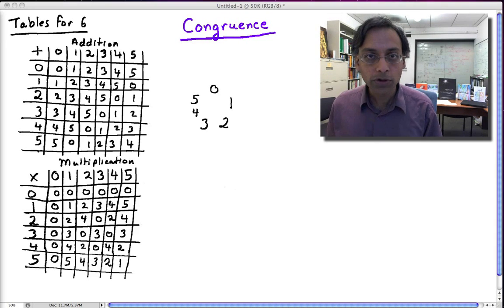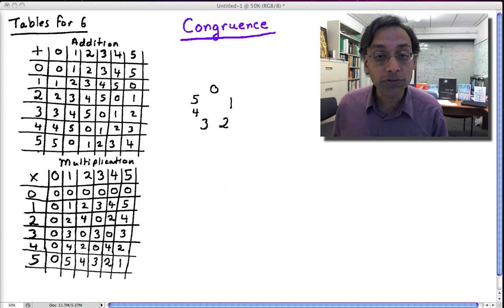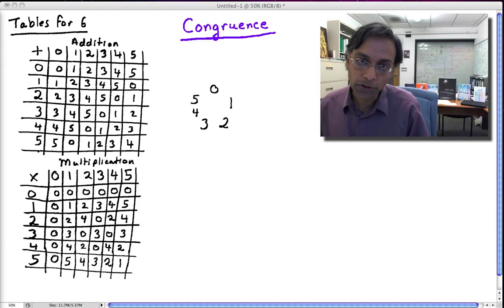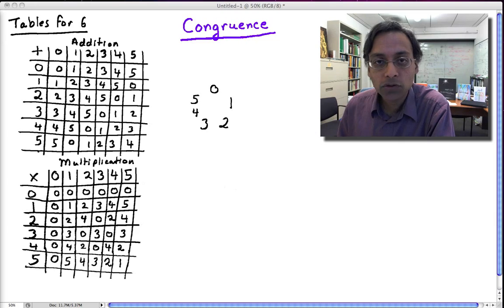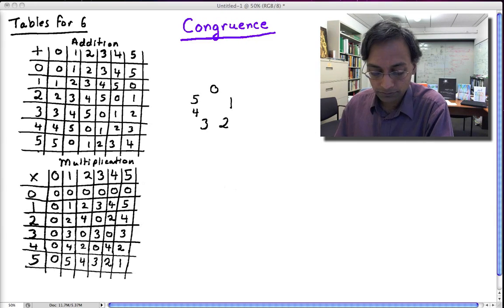Okay, so now you're back from the little exercise of writing out the tables for Mod 6. This is also on the homework. As you can see, I've got them up here. And what I want to do is look at these tables a little bit and see what that prompts for us.